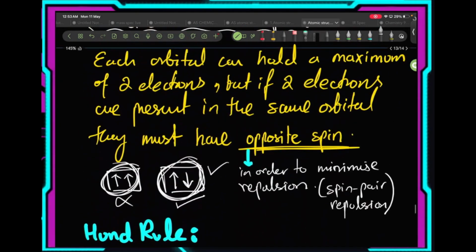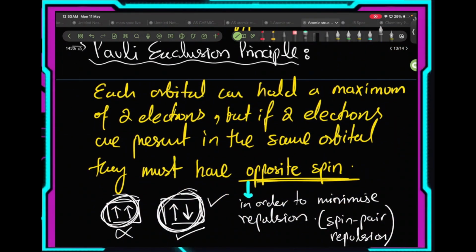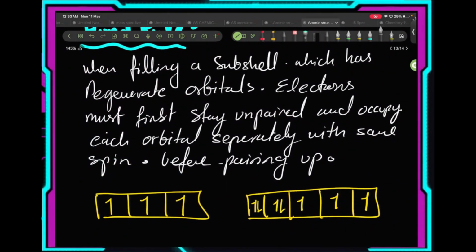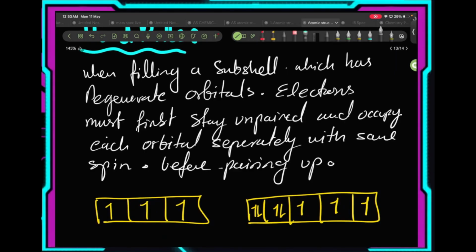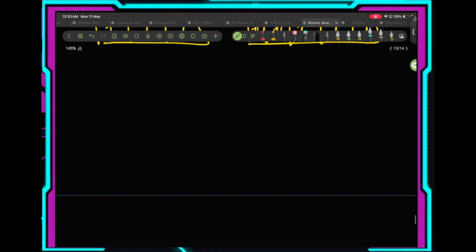3 rules basically. What was the first rule? That electrons will start filling the orbitals which are closest to the nucleus first, and then they'll move on to higher energy levels. Second rule, that an orbital can hold a maximum of 2 electrons, but when both are present in the same orbital, they must have opposite spin in order to minimize their repulsion, because they're both negatively charged. And the third rule, if you have degenerate orbitals, initially you're going to put electrons separately in each orbital, and after that you're going to start pairing them up. Okay? Now let's do electronic configuration.